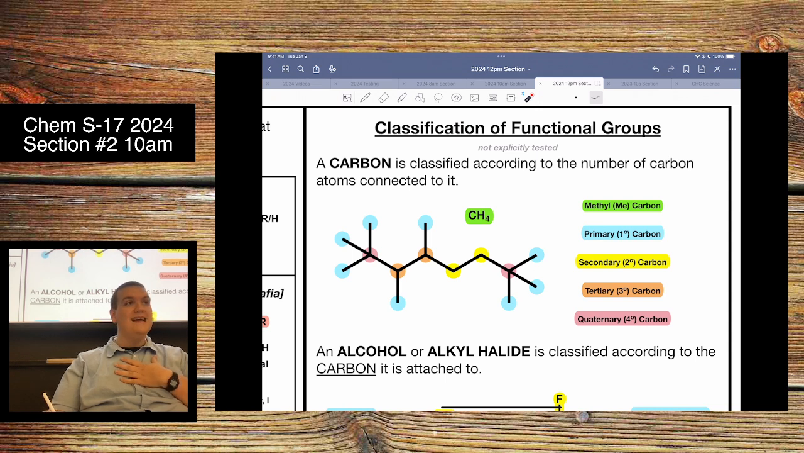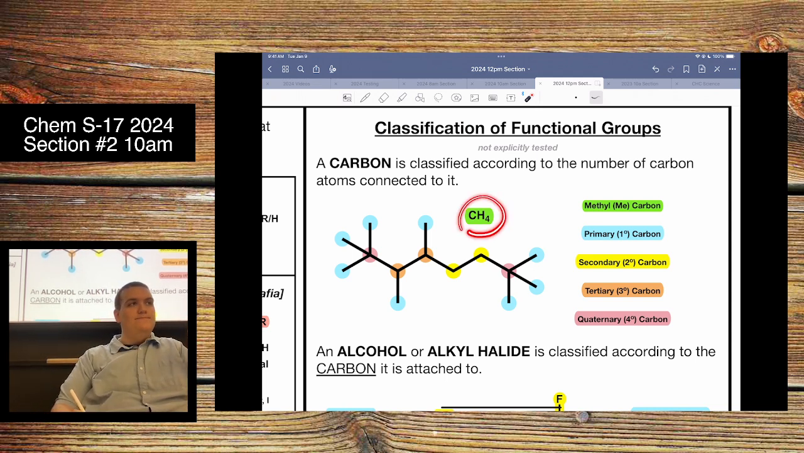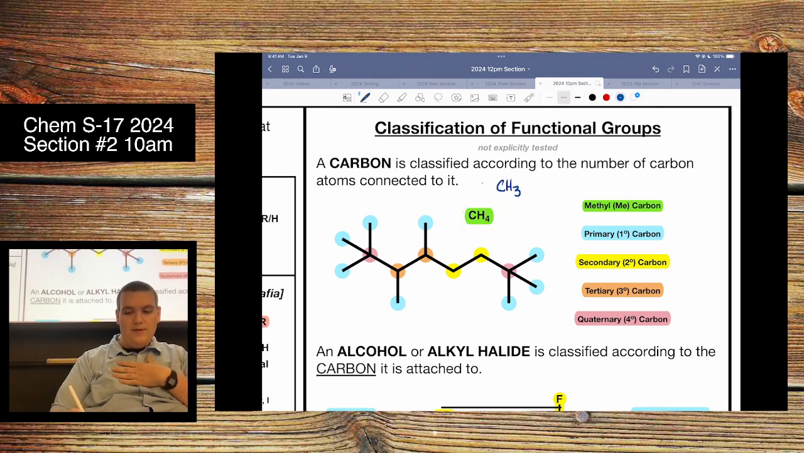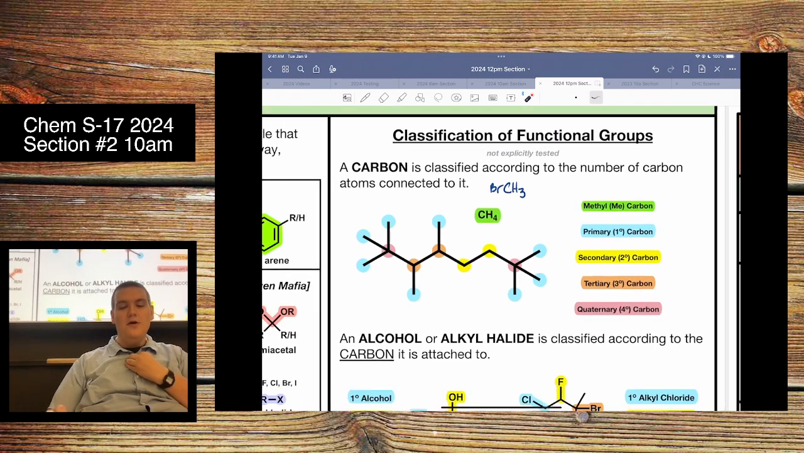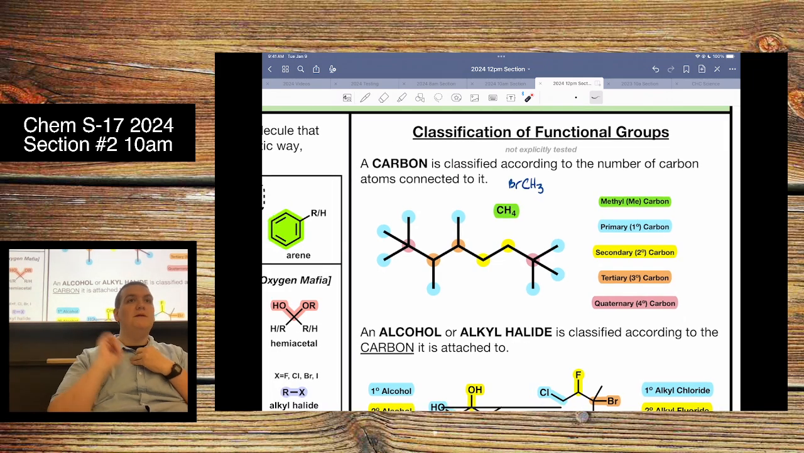Now, a carbon that's attached to no other carbons, we call a methyl carbon. It's kind of because of methane, but you could also have something like CH3Br. This carbon is not attached to any other carbons, so we would say it's a methyl carbon. So this helps us be more specific about our functional group names.